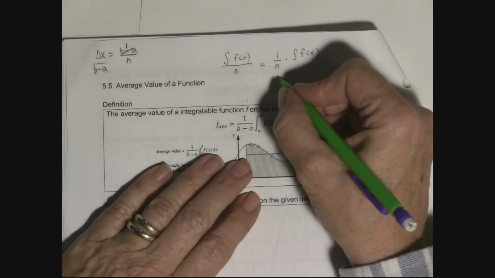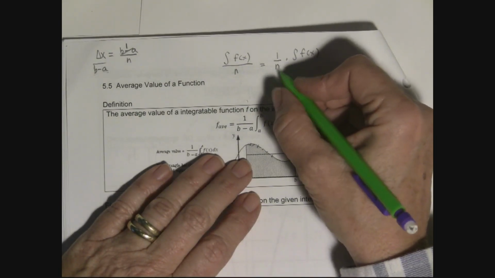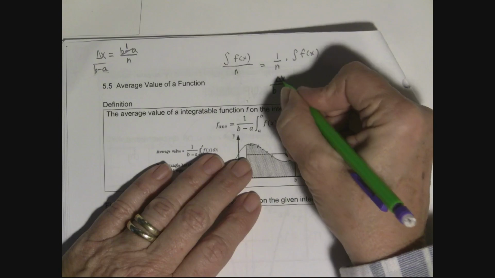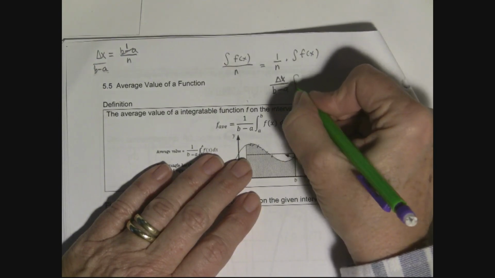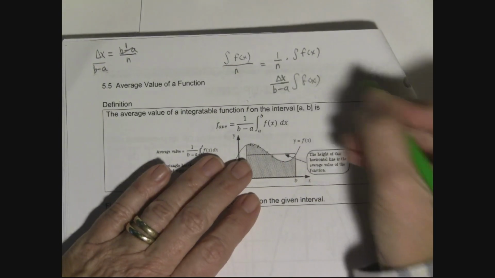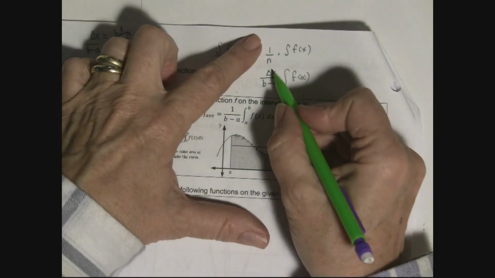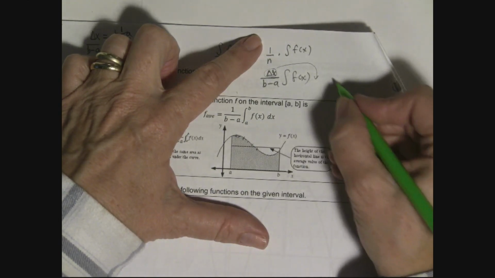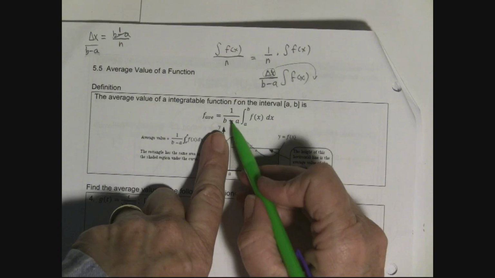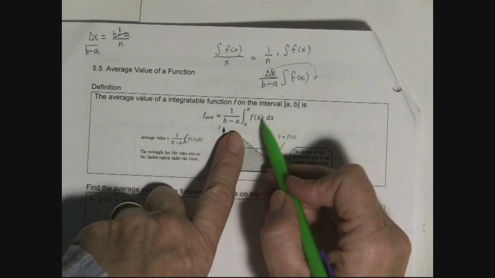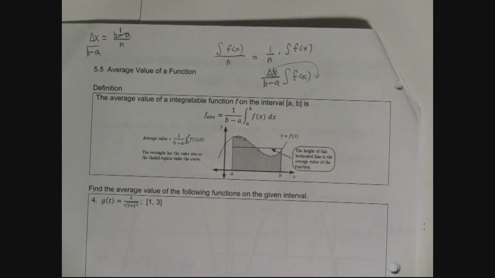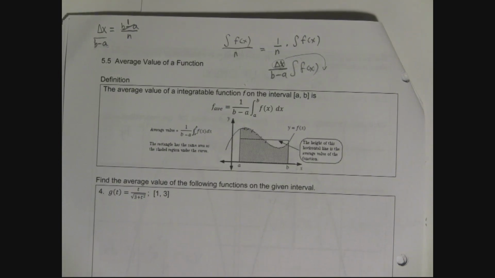So if I put this in here, instead of 1 over n, I put delta x over b minus a. Just being a little rough here, right? And then that delta x, I want to put right here as dx. That's kind of where this 1 over b minus a of f of x dx comes from. If you're wondering how that goes, all it's going to do is find the average height of your function.